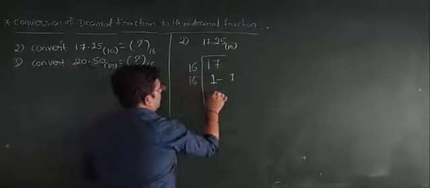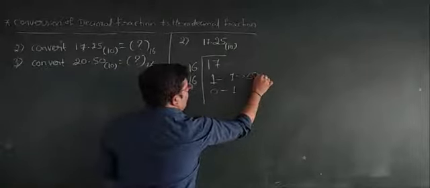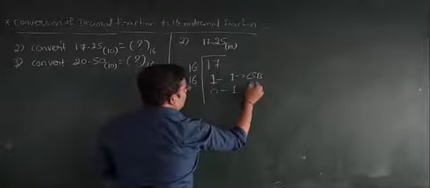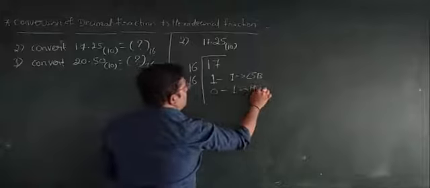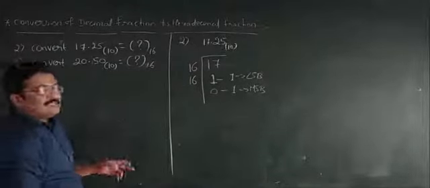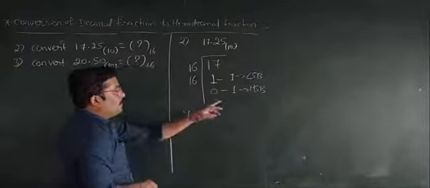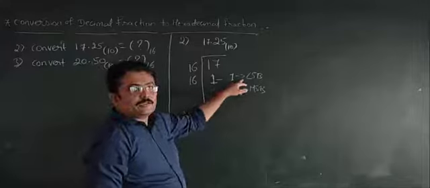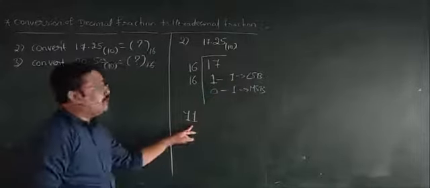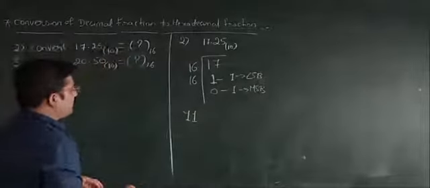So 16 zeros are 0. Remainder is 1. So first remainder is LSD and last remainder is MSD. So 17 into hexadecimal number: MSD is 1 and LSD is also 1. So 11.